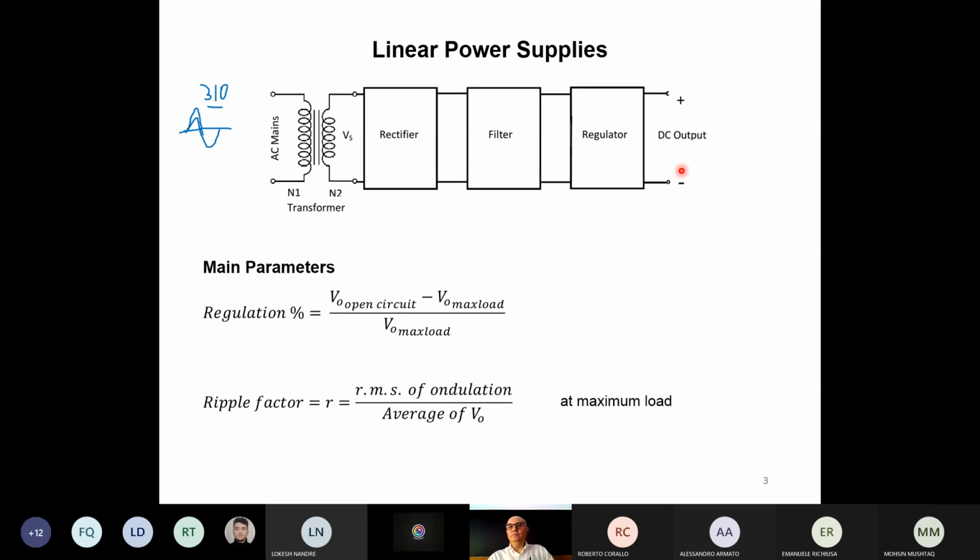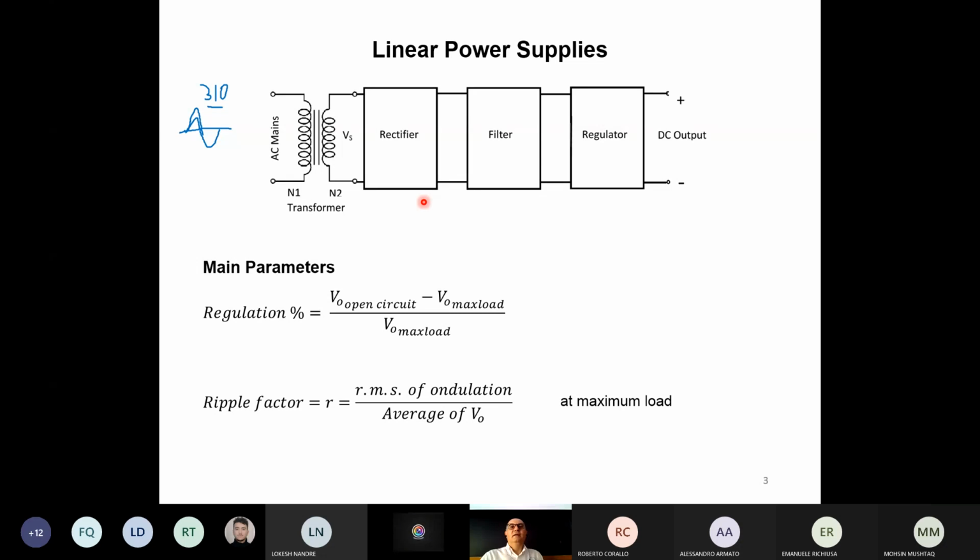But this DC output can be generated using only the first 2 blocks, rectifier and filter. We consider it a linear power supply if we add the regulator. The regulator is a piece of electronics which has some feedback inside it, which is used for stabilizing at a very high level the output voltage. Okay? So now what we are going to do is basically to have a look at the different blocks.